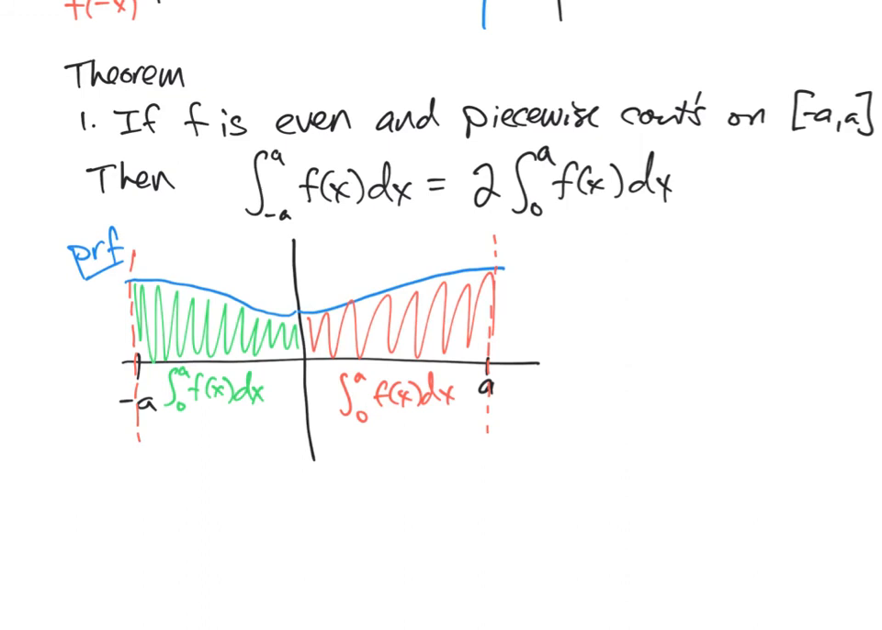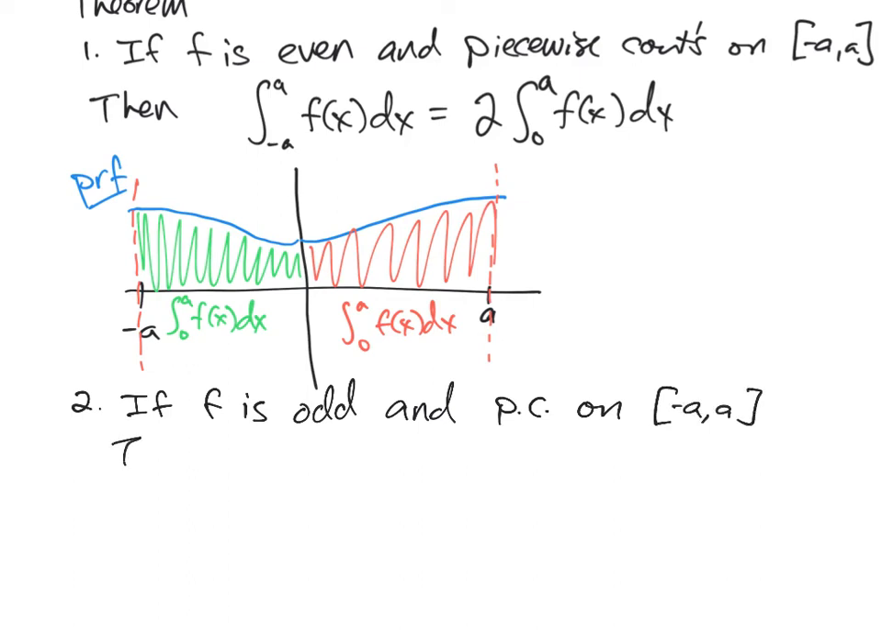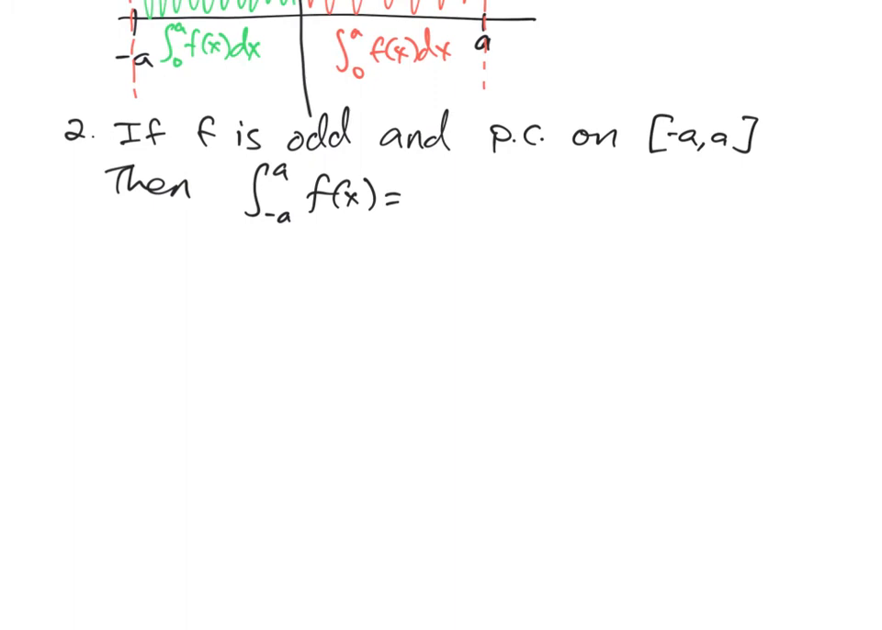Now our second statement is going to be about odd functions. So if f is odd and piecewise continuous, that's what PC means, piecewise continuous on negative a to a, then our integral from negative a to a of f of x is going to equal, well, we'll do our proof before we come up with the statement. Hopefully you can see it already.